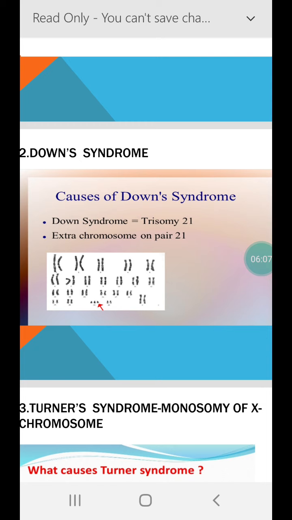Why does this happen? It is due to failure of separation of chromosomes, or non-disjunction, during meiosis. So during meiosis, these chromosomes don't separate. And the occurrence of an extra chromosome in the diploid chromosome number is called trisomy. So it is represented as 2n plus 1, trisomy.